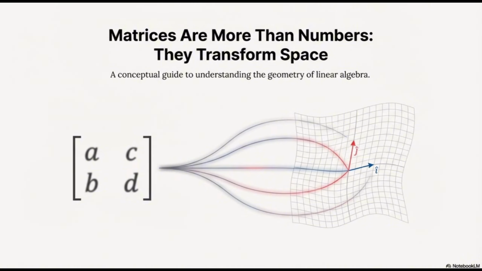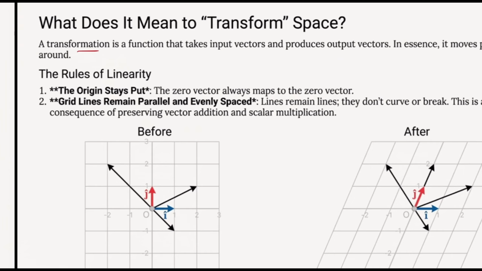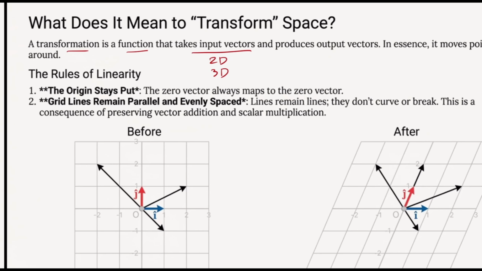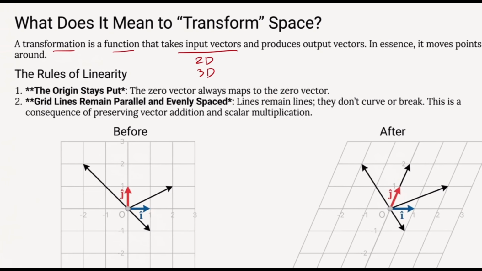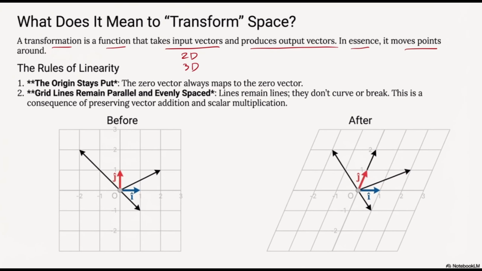As I just mentioned, matrices are more than numbers. They transform space. So the very first thing that we have to understand is, what does it mean to transform? What is the terminology? What is the definition? A transformation is a function that takes input vectors. We know about vectors. Vectors are just numbers that can have x and y if we are talking about 2D, and x, y, and z if we are talking about 3D. Vectors move a point from one place to another, some kind of displacement, as we all know from the previous videos, and the transformation produces output vectors. In essence, it moves points around.